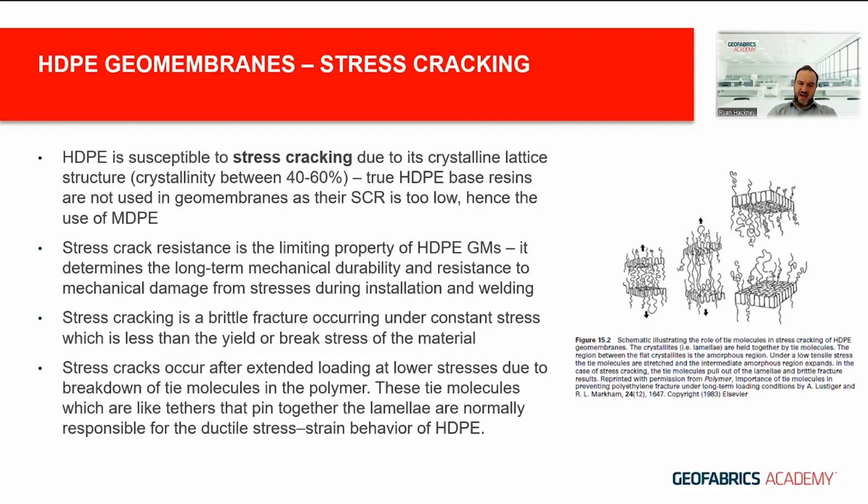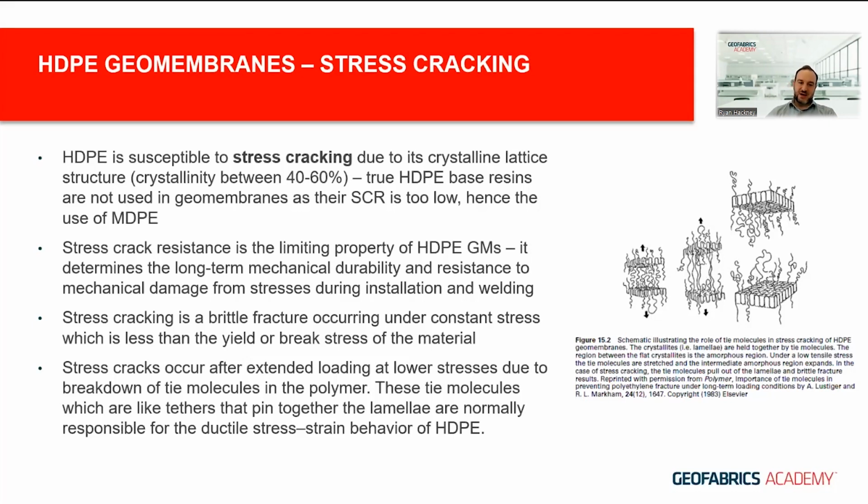And stress cracking is a brittle fracture, and that occurs under a constant stress, and that stress is less than what the yield or the break strength of the material is. So if a material is under an amount of stress lower than that yield point, over the long term, the material can potentially have a brittle fracture, and the material can crack, and then you no longer have an impermeable liner in place there, because it's become brittle and cracked.